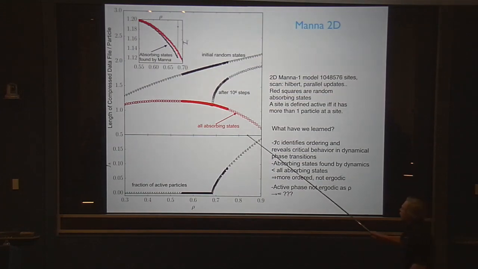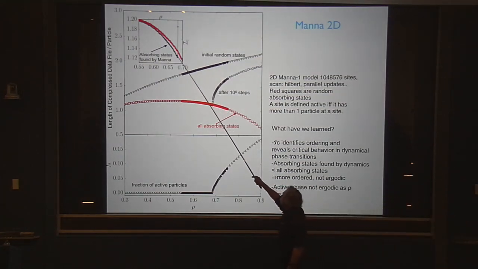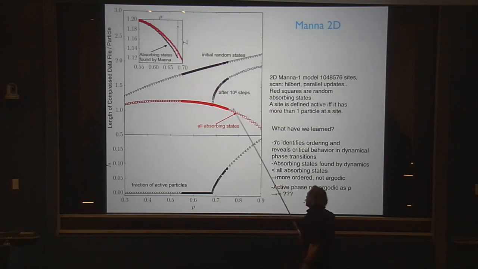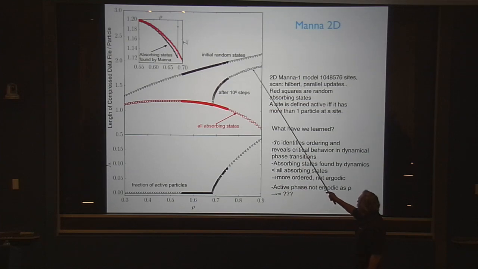Here's what it looks like. Again, the absorbing states are more ordered in some aspect that we don't yet know relative to all the absorbing states you can find. And you expect this guy to be ergodic when it goes up. And when we did this, we didn't see that. Here are all the states. Here's what you find in the active states over here, and it doesn't look like it's approaching that in any sort of reasonable way. So that bothered me. So again, when you see something after you do the CID, you go back and you look at what's actually going on.